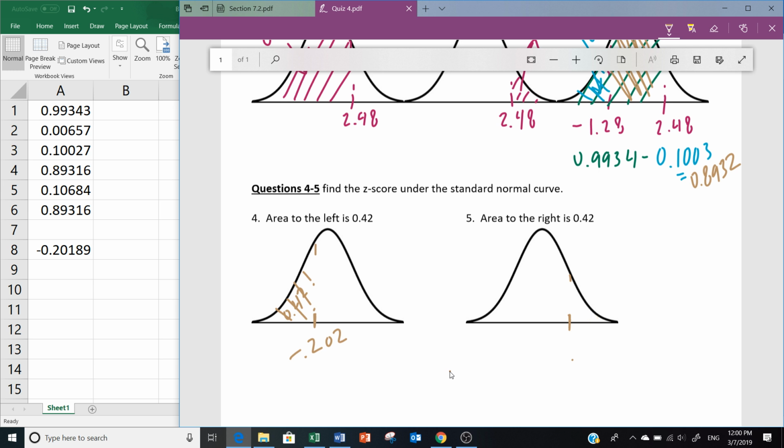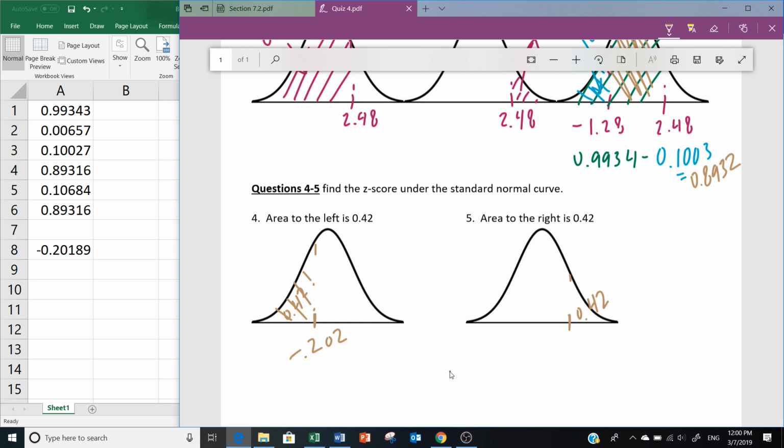And what does Excel work with? In number 4, did I enter in the left area or the right area of number 4? Left. So Excel only works with left areas. Is 0.42 a left area? No. But can I figure out what the left area is? If I have 42% on the right, what percent do I have on the left?